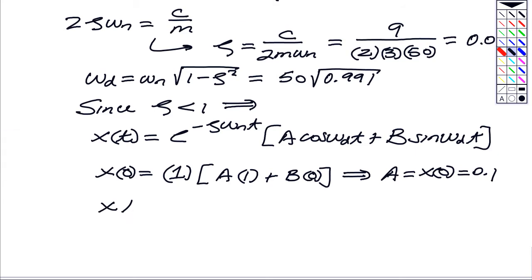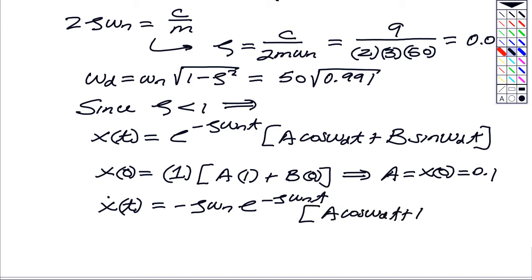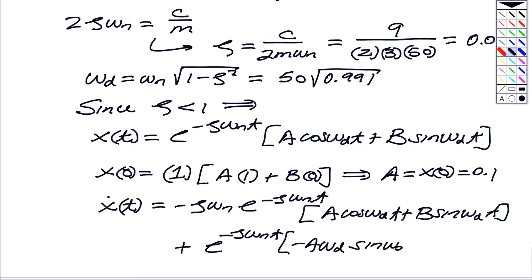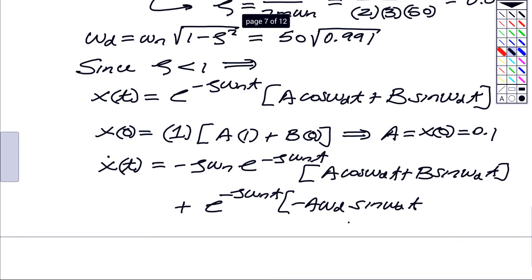The time derivative of x is minus zeta omega n e to the minus zeta omega n t, A cosine omega d t plus B sine omega d t, plus an e to the minus zeta omega n t, minus A omega d sine omega d t, plus B omega d cosine omega d t. All I'm doing is taking a time derivative of the expression there for x. We have a lot of terms here because the product rule is involved.